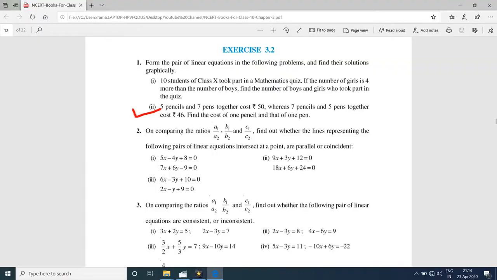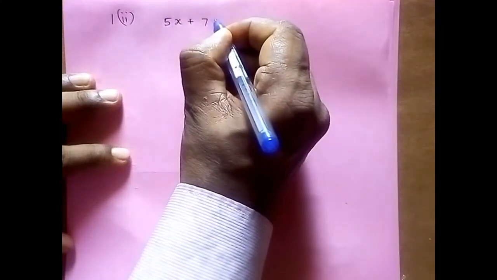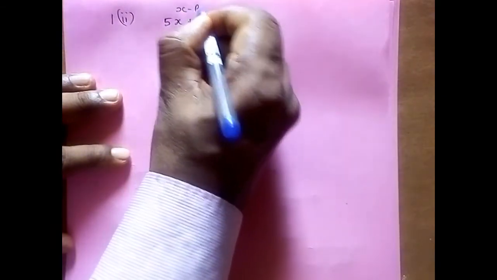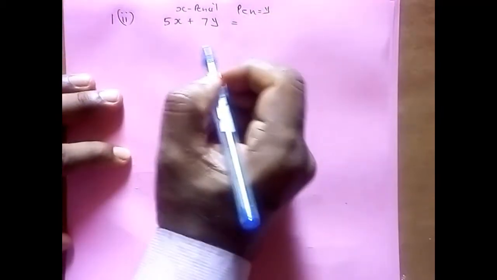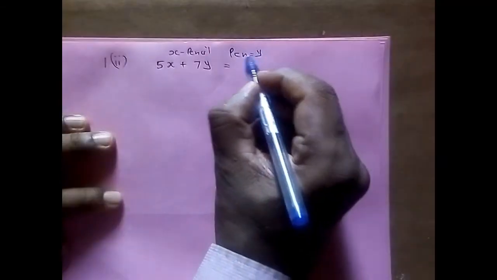So first question, second sub question. 5 pencils and 7 pens together cost 50. So the cost of a pencil we will take as x and the pen we will take as y. So 5x plus 7 pens, 7y, is equal to 50.